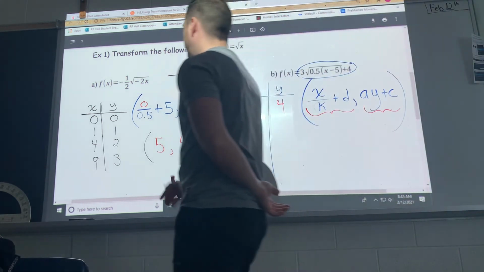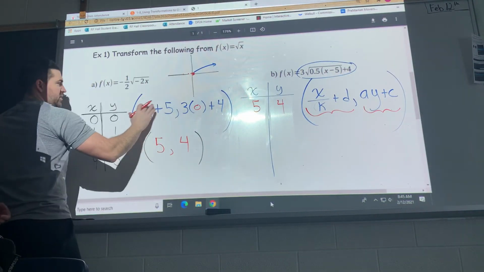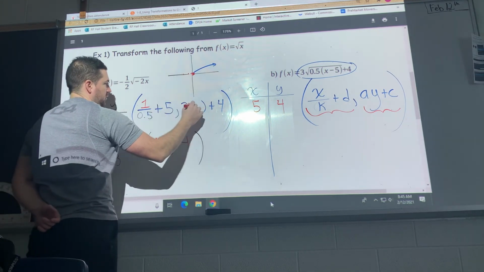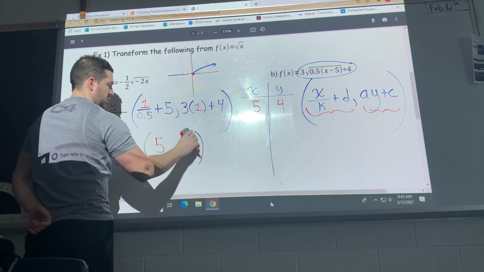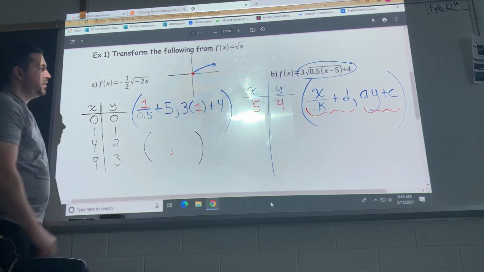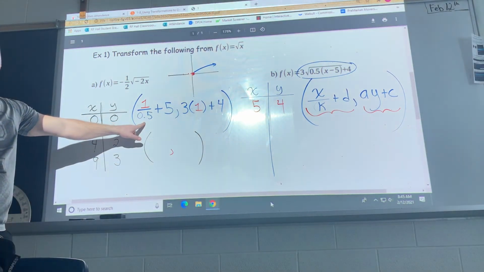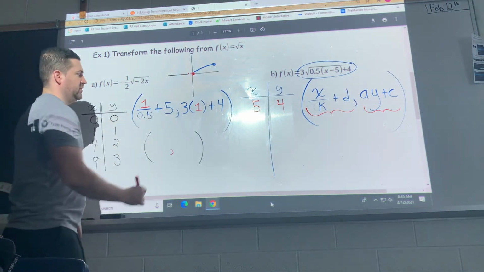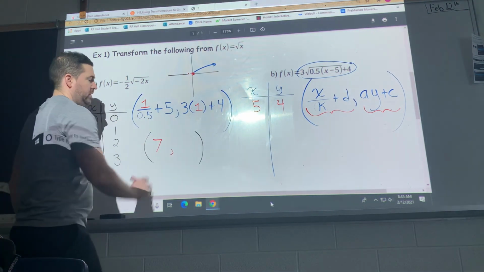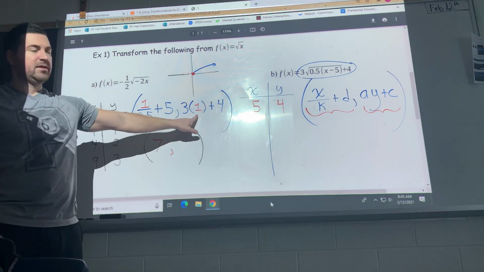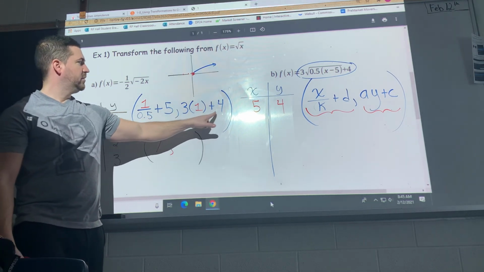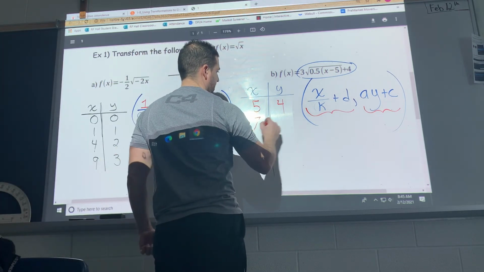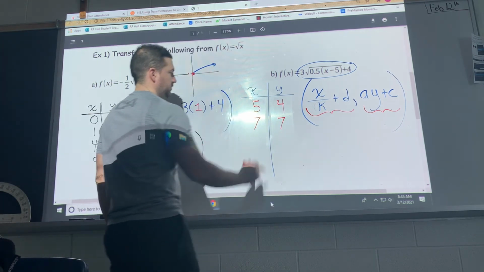Okay, now we switch the points. So we're no longer using 0 and 0. We now use 1 and 1. One divided by 0.5 is 2. 2 plus 5 is 7. 3 times 1 is 3. Plus 4 is 7. So our next point is 7 and 7.